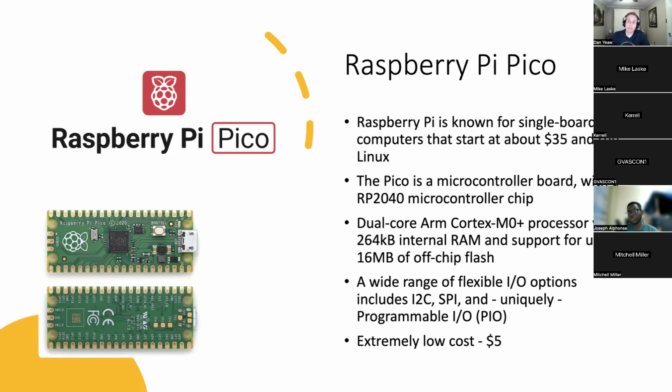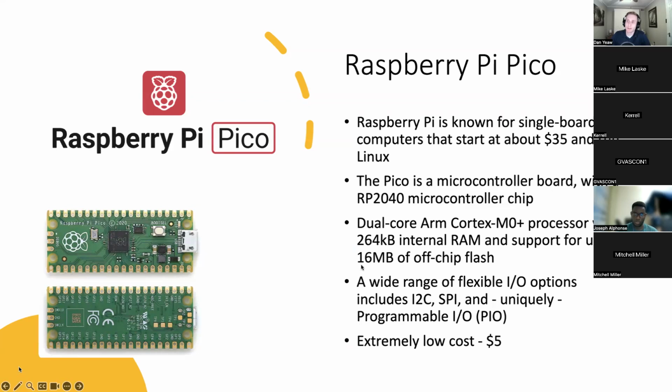Raspberry Pi Pico is not that single board computer. It's actually a microcontroller board, and they developed their own chip called an RP2040 microcontroller. So instead of, say, Arduino using Atmel AVR, they actually created their own chip. It's this dual core ARM Cortex M0 processor. It's got 256 or 264K of internal RAM, and you can have 16 megabytes of off-chip flash.